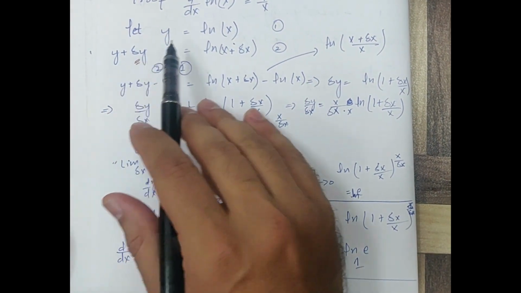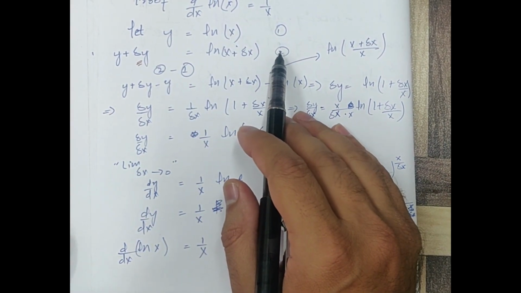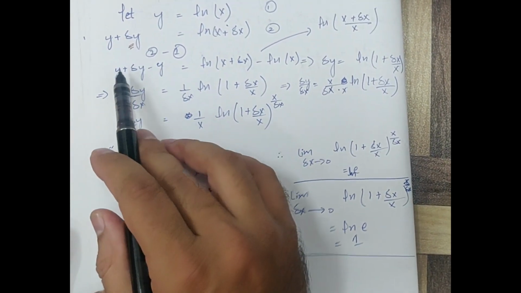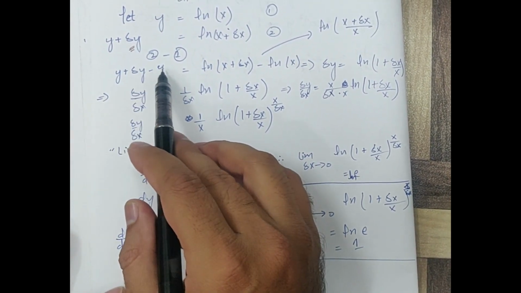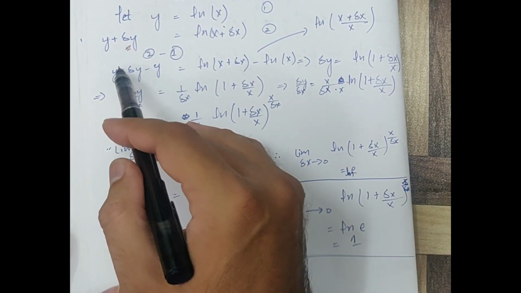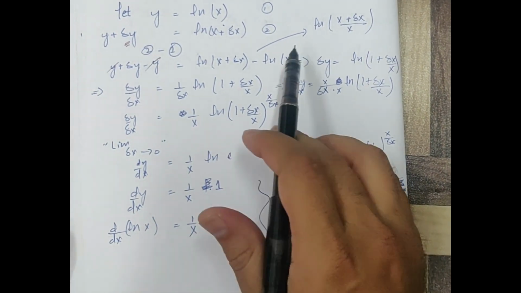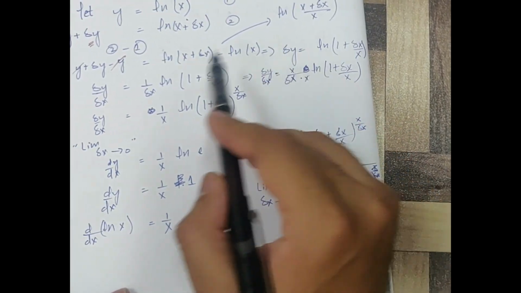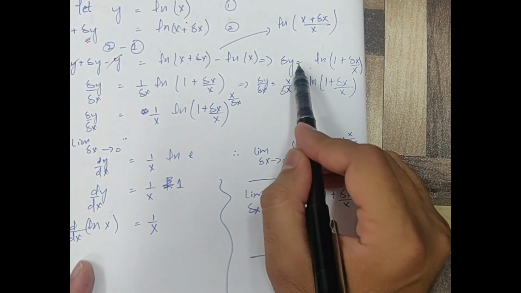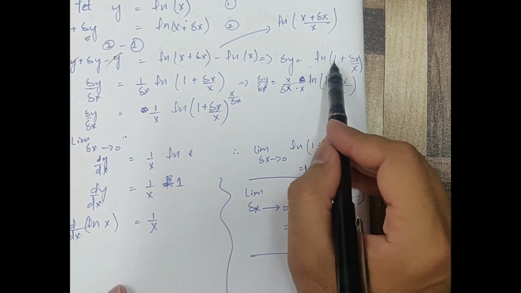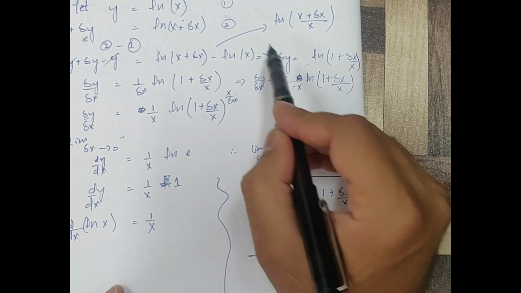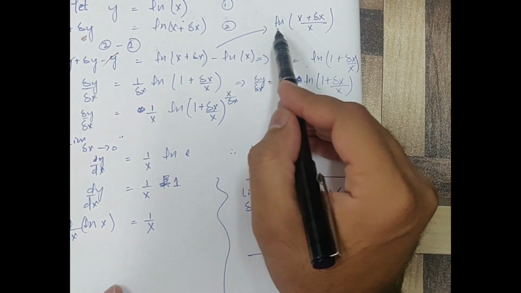Now if we subtract equation 1 from equation 2, then it becomes something like this: y plus partial y minus y is equal to log of x plus partial x minus log of x. So this y will cancel out, and the equation will become partial y is equal to log of 1 plus partial x over x. I've simplified it, but for explanation it's very simple.